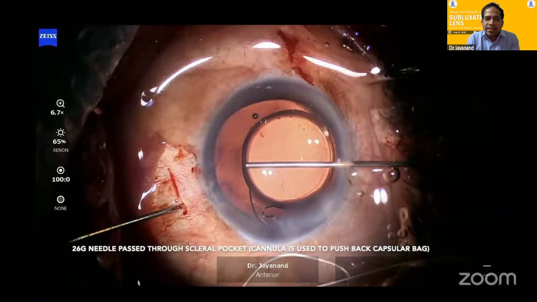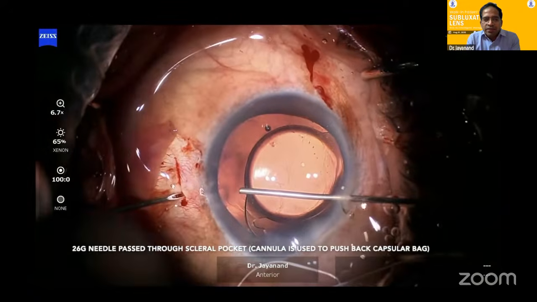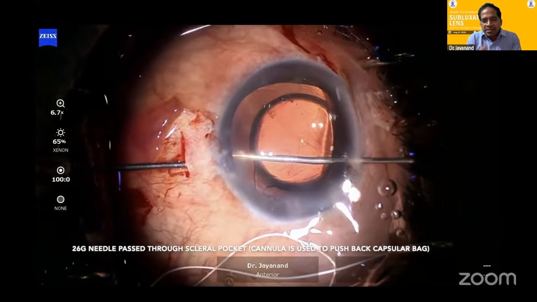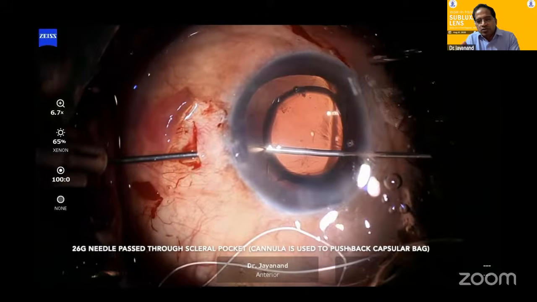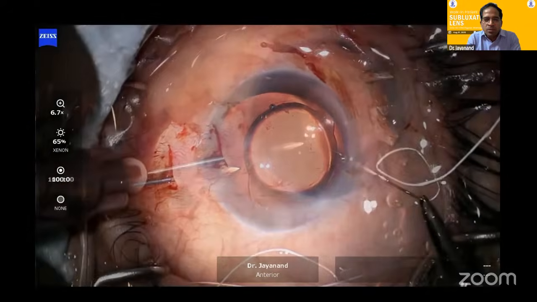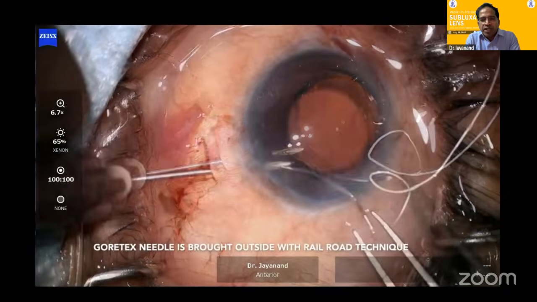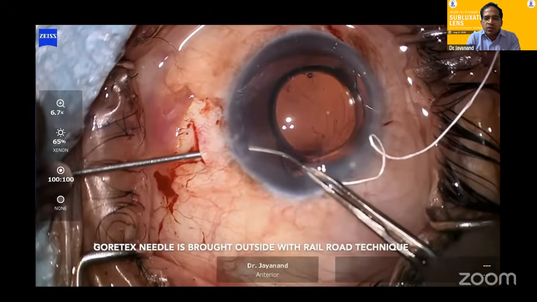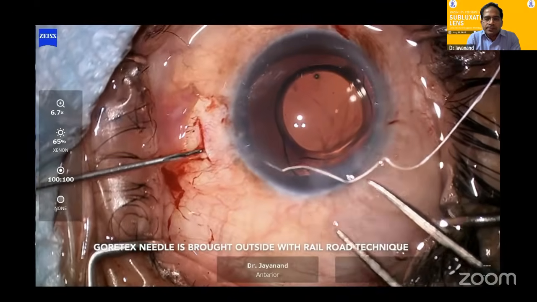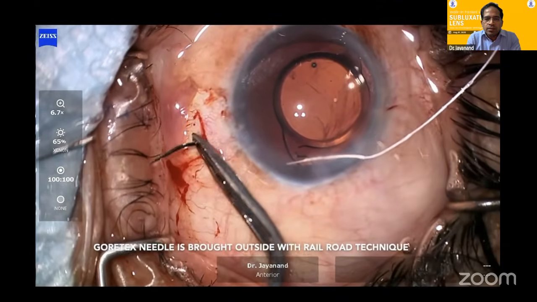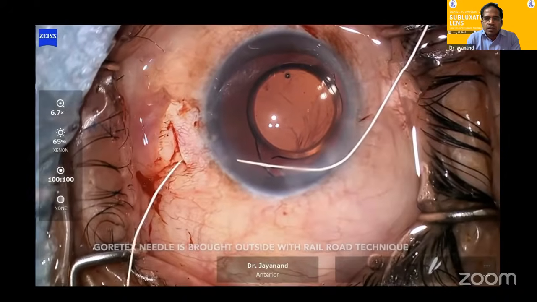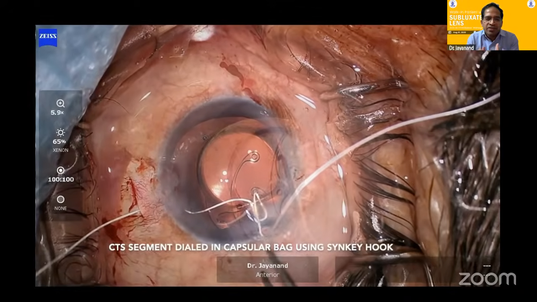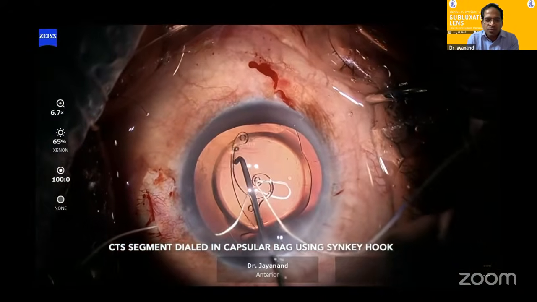The needle comes in a slightly curved manner, and with a 26 gauge needle, the other instrument is helping to push back the capsule so that my needle doesn't hit that capsule. And with the docking technique, I was able to exteriorize one end of the Gore-Tex suture. The Gore-Tex suture comes with a very long end, around 76 centimeters, so I have cut it into a very small part.